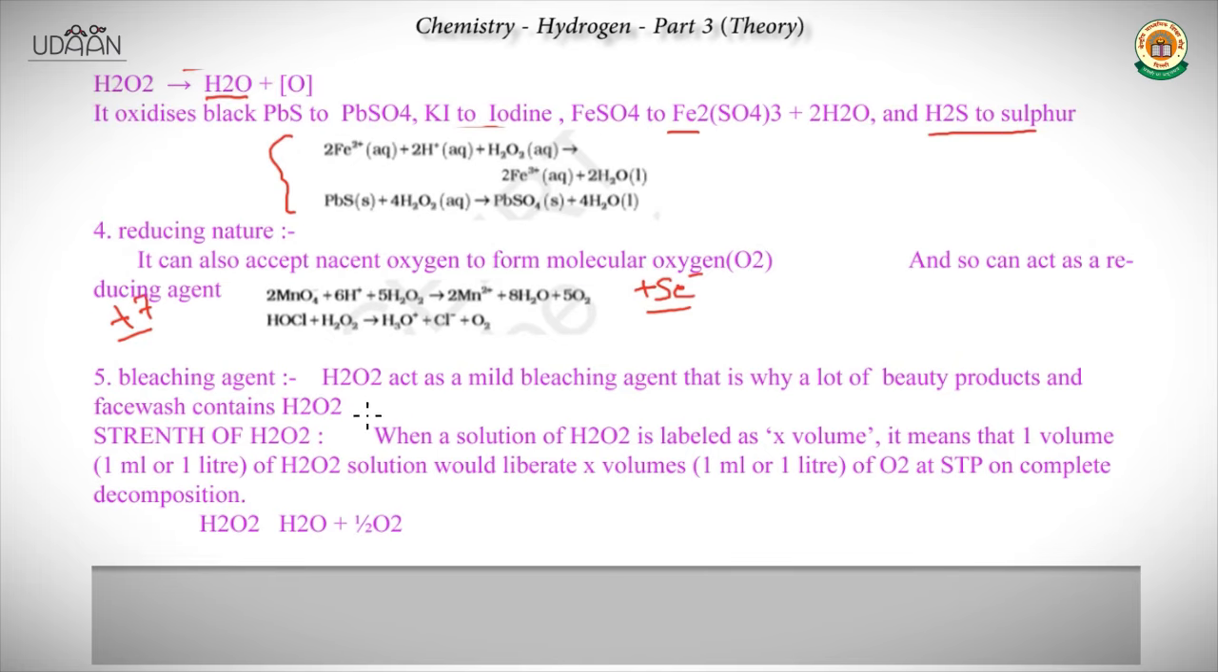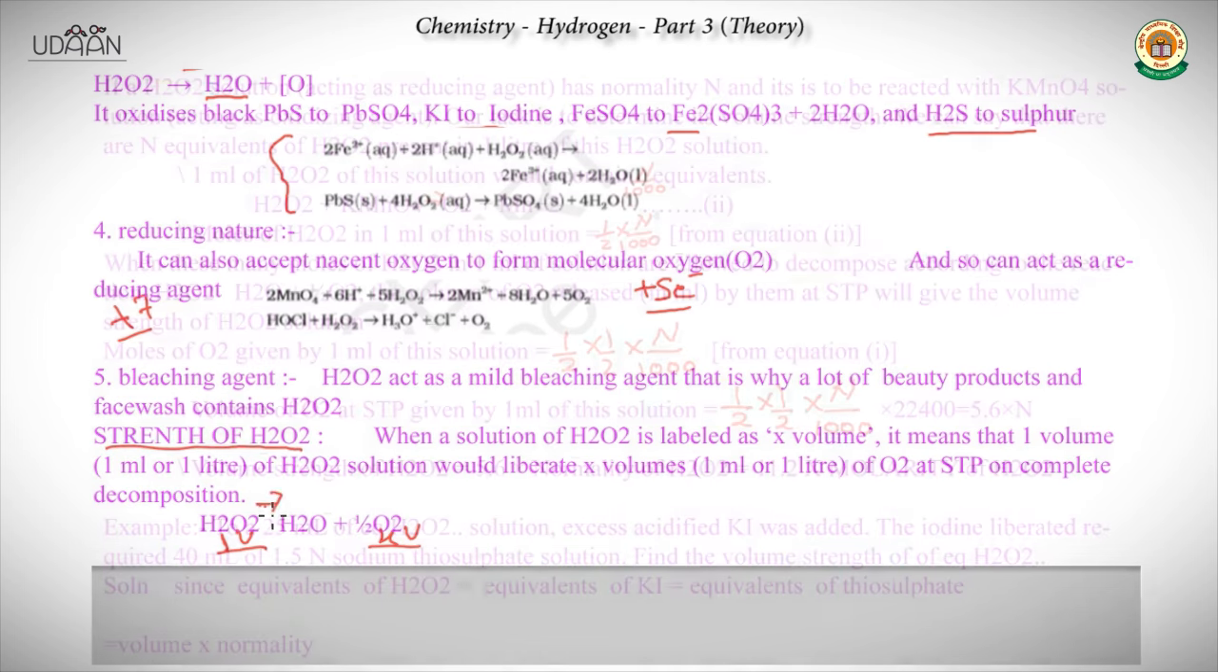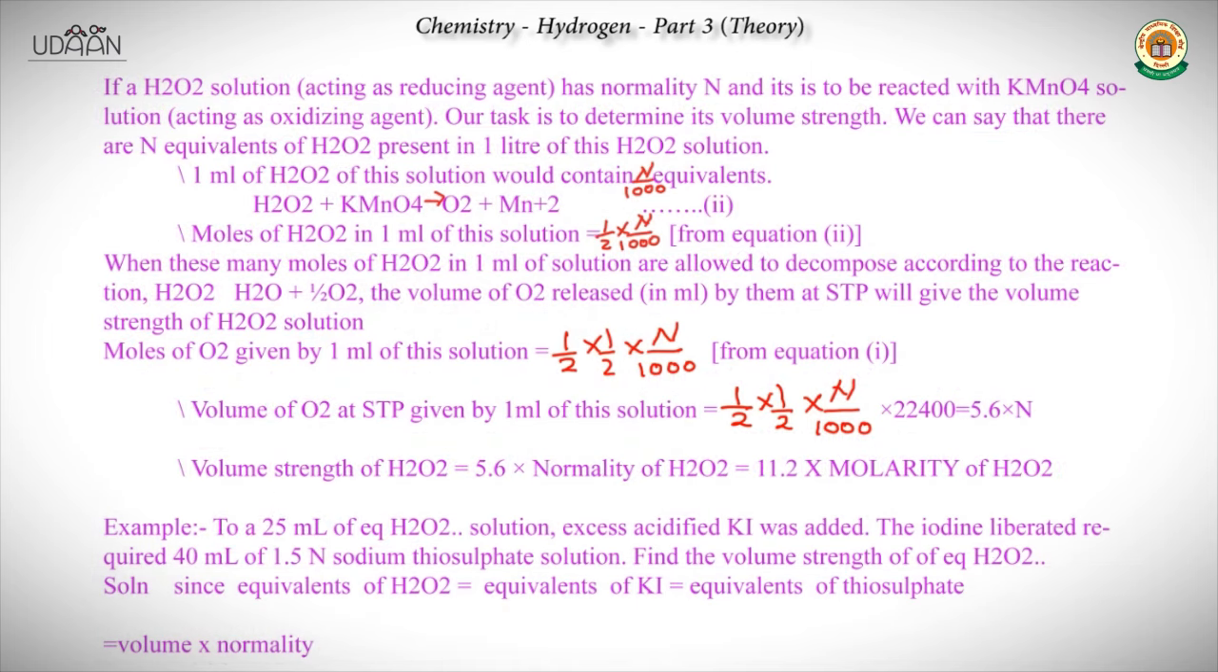Now we will discuss the strength of H2O2. When a solution of H2O2 is labeled as X volume, it means that 1 volume of H2O2 solution will liberate X volume of O2 at STP. That is, when we take 1 volume of this, it will produce X volume of this. It is a reaction, so there will be an arrow after H2O2. Now we discuss how to calculate the volume strength of H2O2.